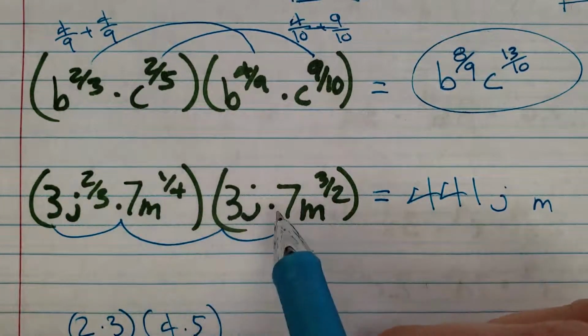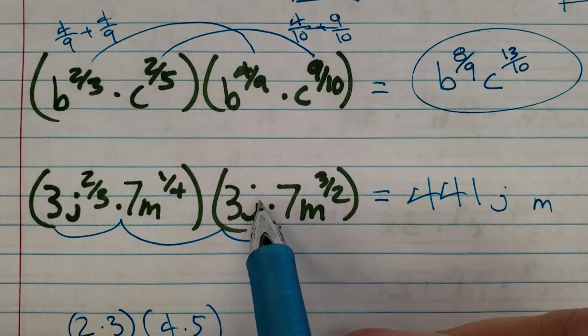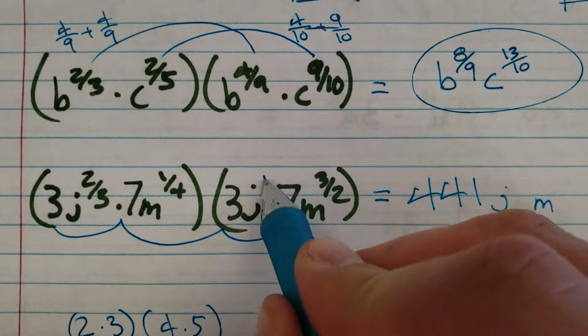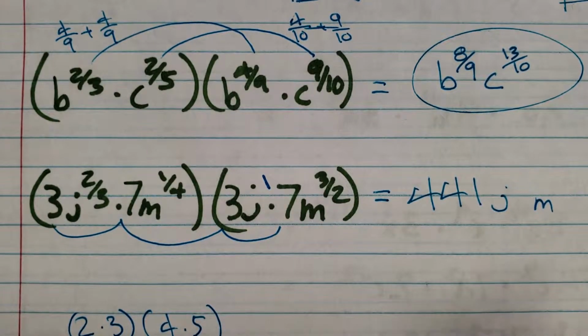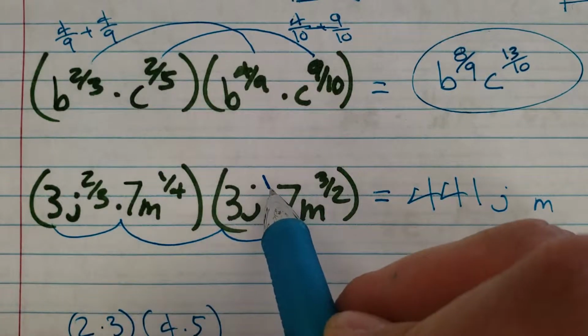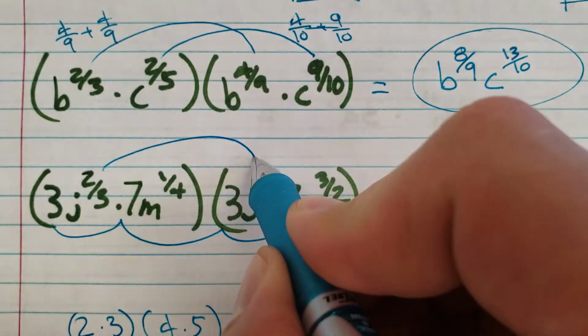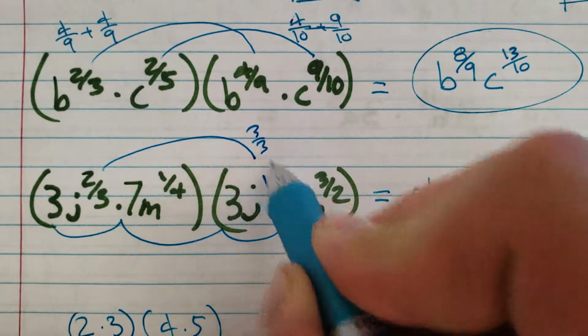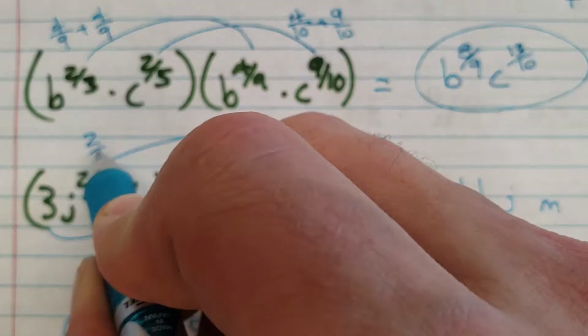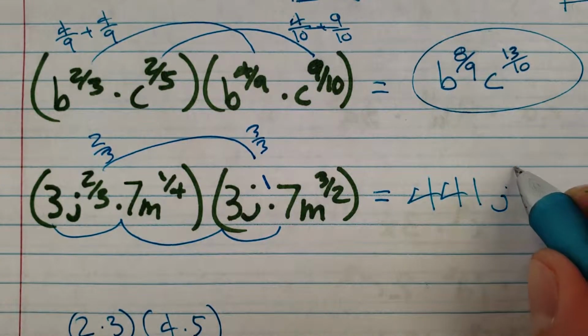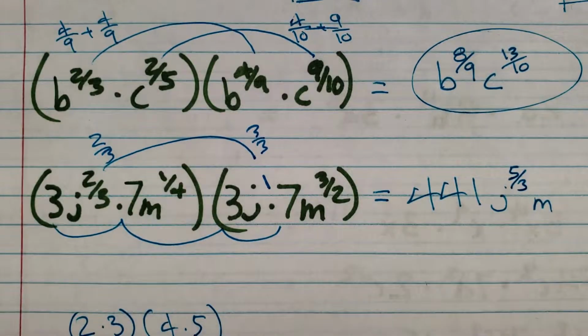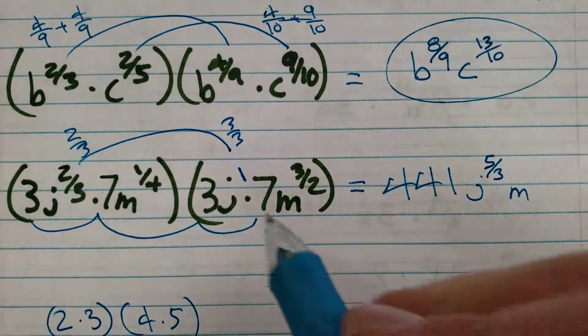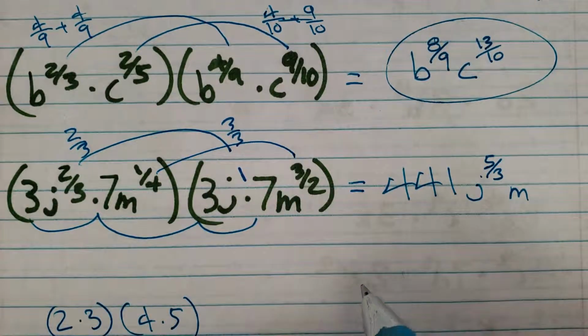Okay, 2/3 and then, oh no, this doesn't have an exponent. Yeah, it does. There's a 1 there, dude. Okay, so 2/3 plus 1. That would technically be 3/3. Again, I don't like mixed numbers. So 2/3 plus 3/3 would be 5/3. Just looks cleaner. Don't write mixed numbers for your exponents. Don't do it. Okay. And then 1/4 plus 3/2.